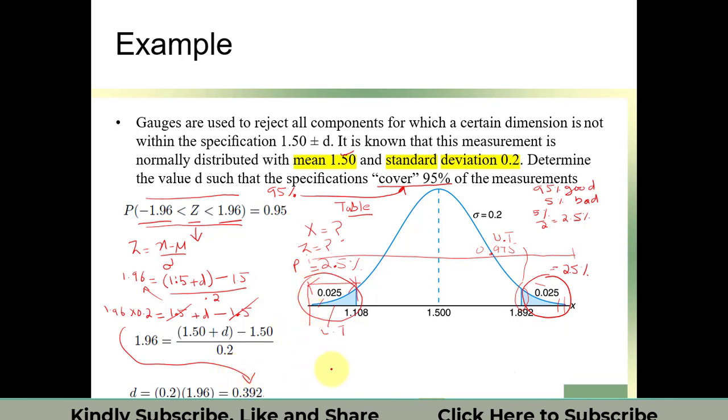Now you can say my upper specification limit will be equal to 1.5 plus 0.392, and my lower specification limit is equal to 1.5 minus 0.392. So this was the whole problem. Please calculate these two values by yourself. This is just addition and subtraction.